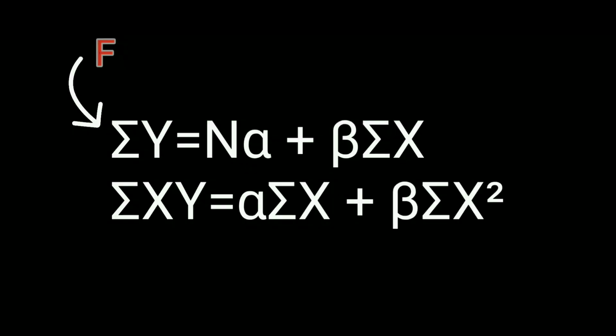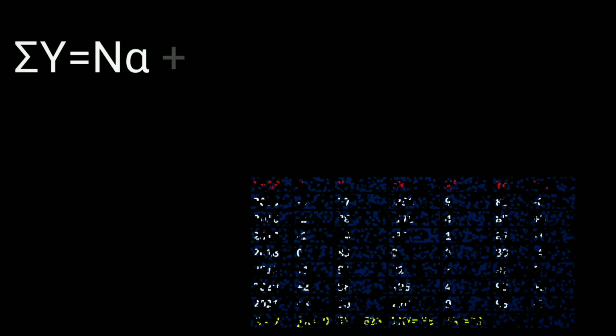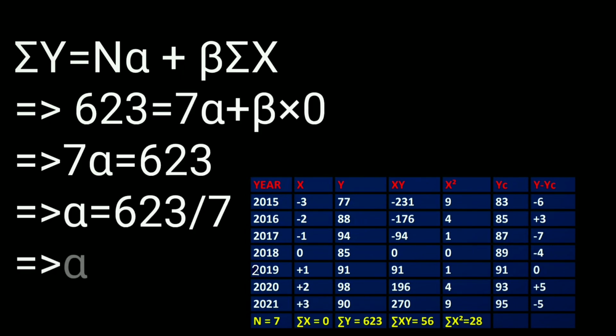So have a look at the screen. The first normal equation is sigma y is equal to n alpha plus beta sigma x. Now sigma y, the value from the table, we get 623. We put it there. Next n, we know the number of years given is 7. Then alpha has no value yet, the value is yet to be found, so let it remain as it is, plus beta into 0. Why have we written 0? Because sigma x in the statistical table is 0. So finally 7 alpha is equal to 623, and we got the value of alpha, 89.